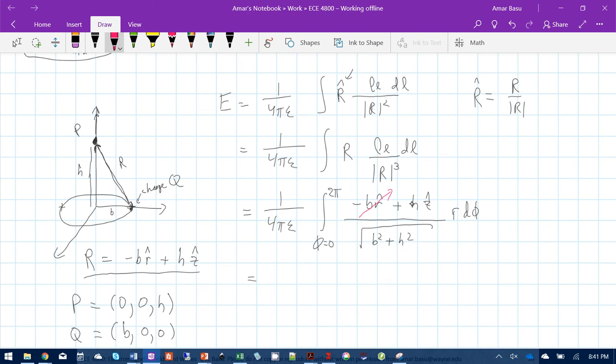Oh, it is going to be b. Yeah, thank you for mentioning that. You're correct. The radius. We are at a constant radius in this problem, right? So this radius is going to be equal to b.